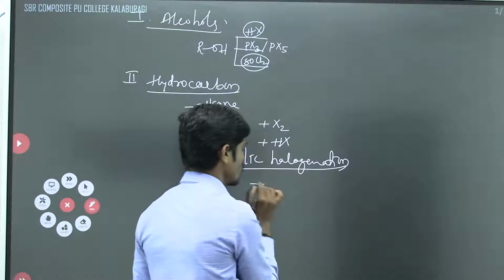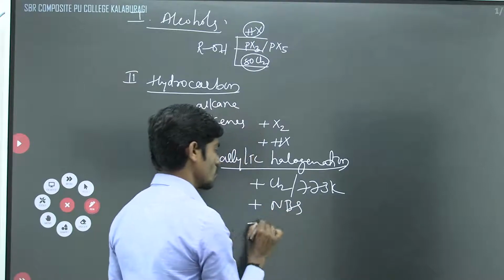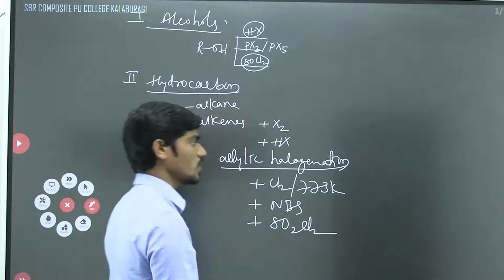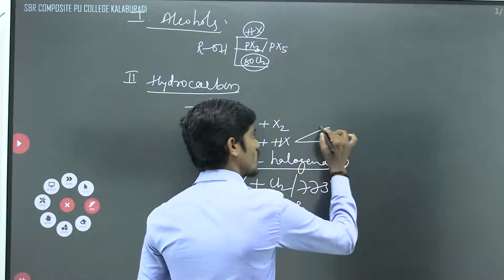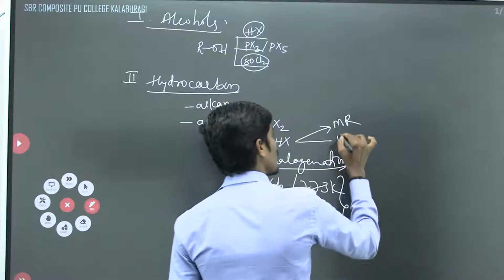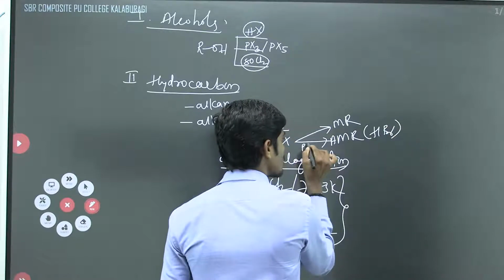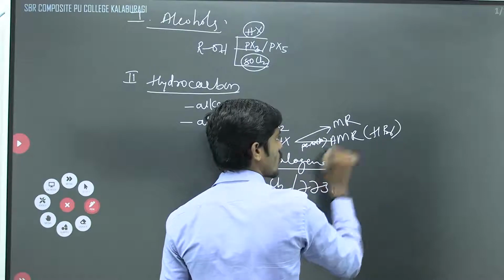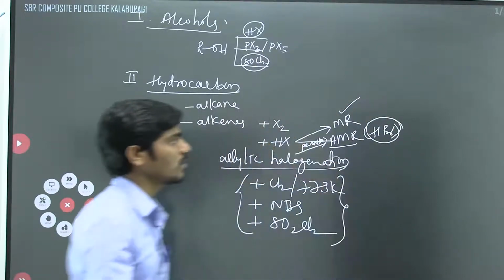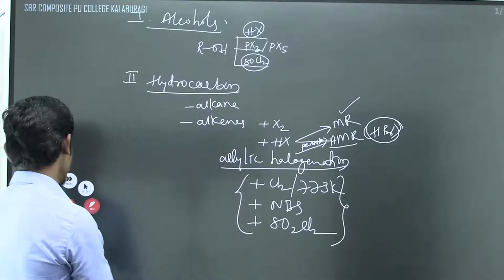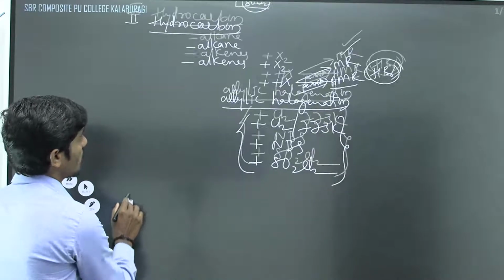For allylic halogenation, you need to add halogen at higher temperature, or you can use NBS, N-bromosuccinimide, or you can use sulfuryl chloride. When you are using these, allylic halogenation takes place. With the addition of hydrogen halide, this takes place according to Markovnikov rule or anti-Markovnikov rule. Anti-Markovnikov is applicable only for HBr in the presence of peroxide. If peroxide is not there, Markovnikov rule. That is the second one, preparation from hydrocarbons, which we have completed.